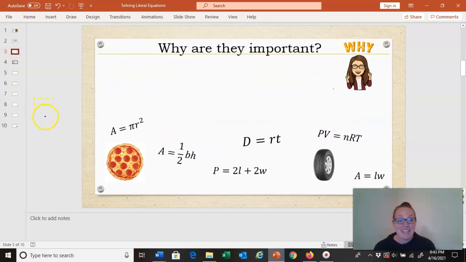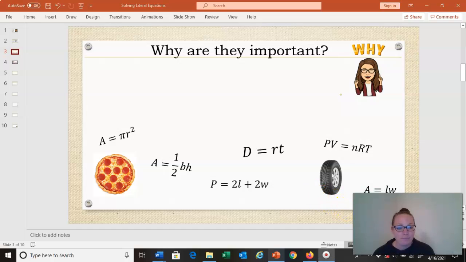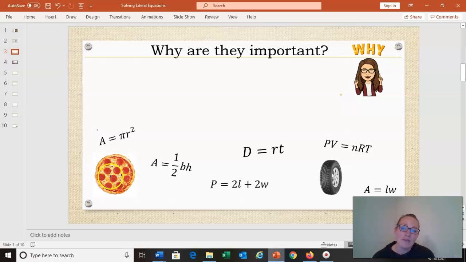So why are they even important? So here on this slide, I put some examples of literal equations for you guys. We already looked at a few on the other slide. But if you see, we have area equals pi r squared. That's area of a circle. There's a circular shaped item there. I love pizza. I need black olives on mine though, please.